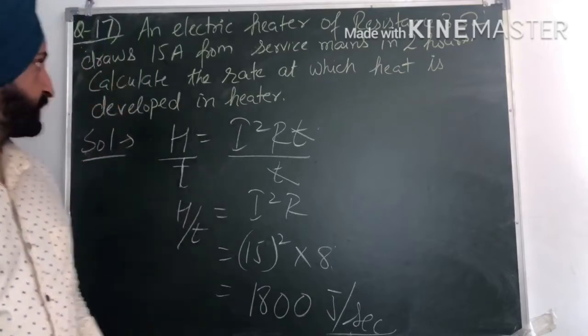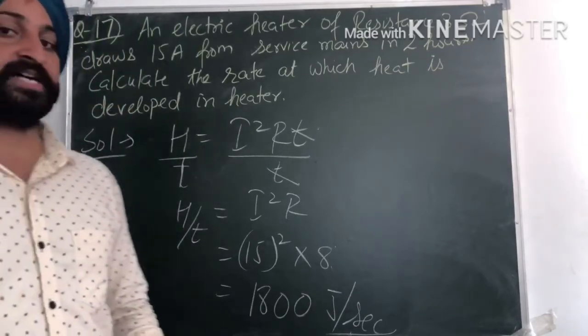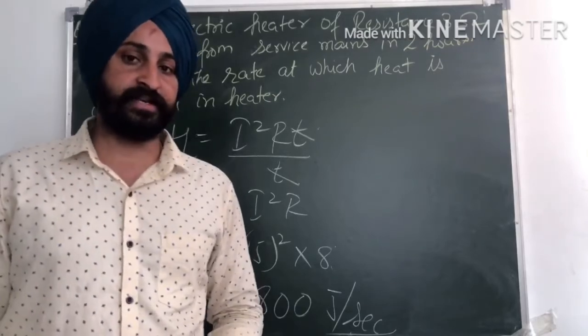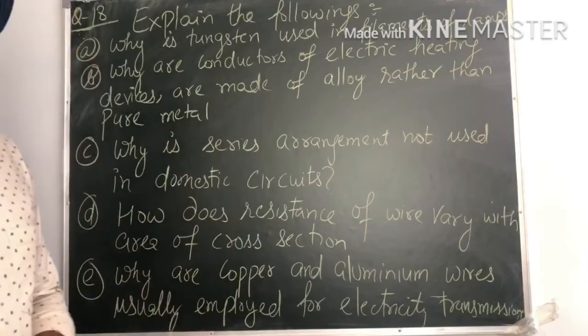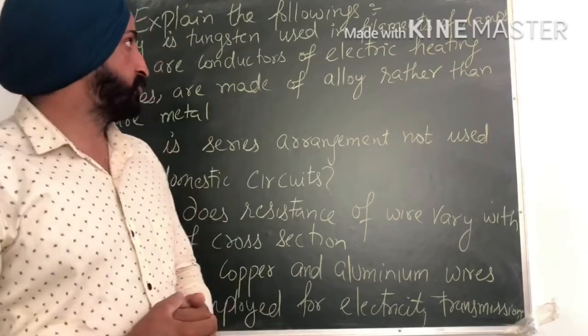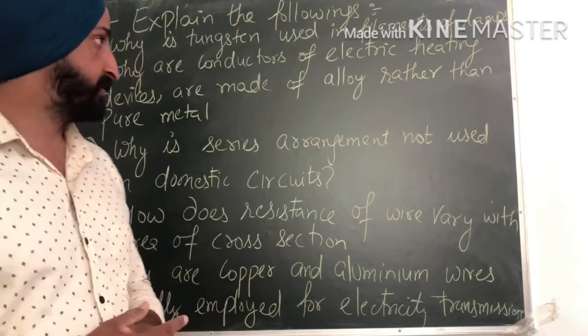Fine. So this is our question number 17. Next, proceeding to the last question of the exercise, that is question number 18. So here is our question number 18. It is basically a theoretical question. It has 5 parts, so we will be discussing all these parts one by one.